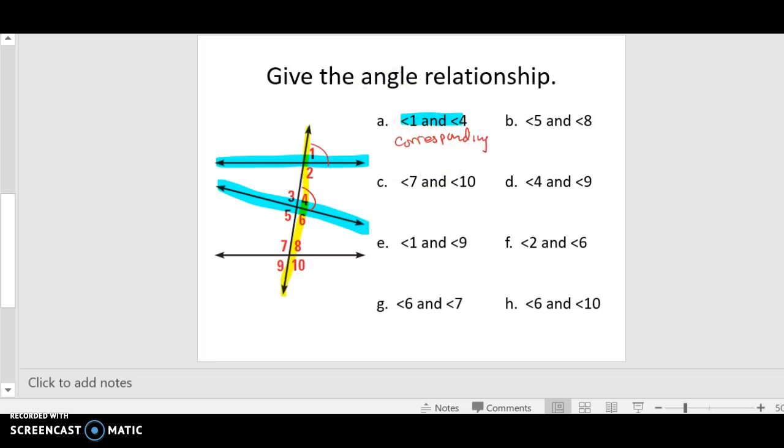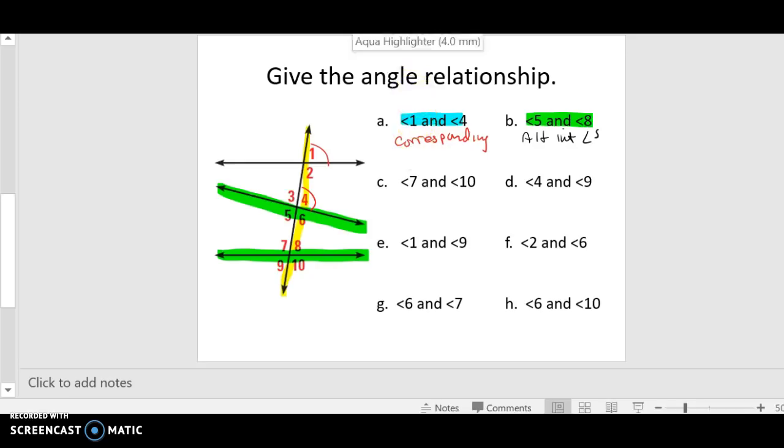angles, okay? Now when I go to do 5 and 8, if I highlight the transversal, and then I look, 5 touches this line, 8 touches this line, and now when I go to write them, 5 and 8 are on the opposite sides of the transversal, both interior, so these are alternate interior angles.